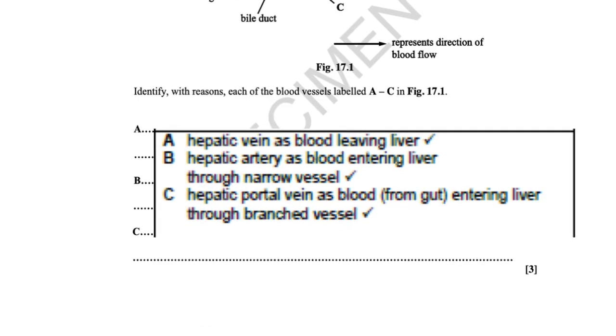So it says identify with reasons each of the blood vessels. It's not sufficient just to name the blood vessel, you've got to say why you are justified in naming it as that particular blood vessel. So it's the hepatic vein as the blood is exiting the liver, which is A, the hepatic artery as the blood is entering through a narrow vessel, so you're referring to the diameter of the lumen of the artery, and the hepatic portal vein as it's entering with a large lumen and through a branched vessel.